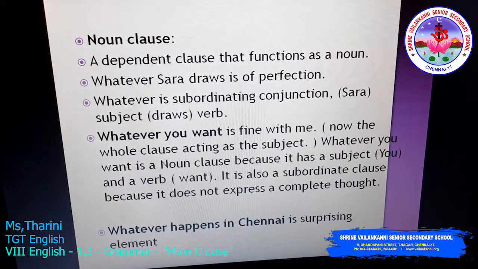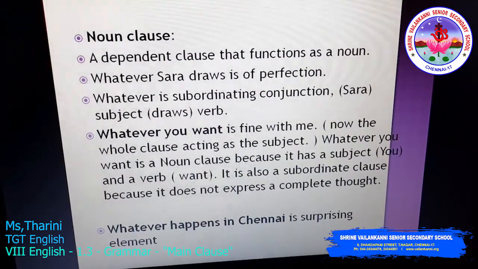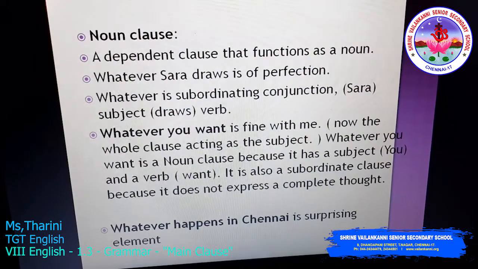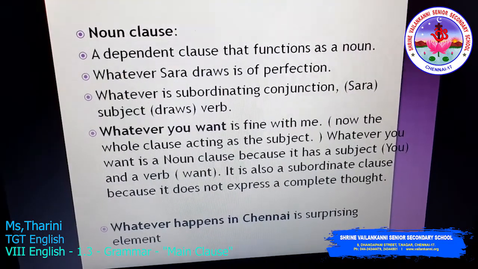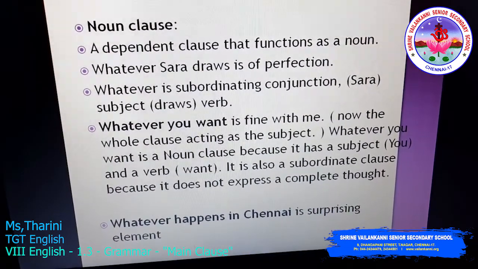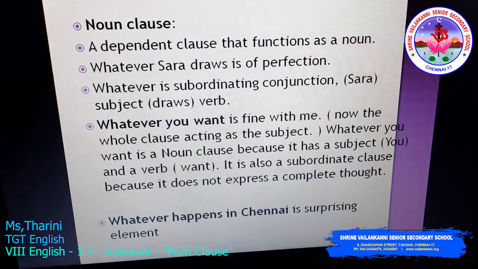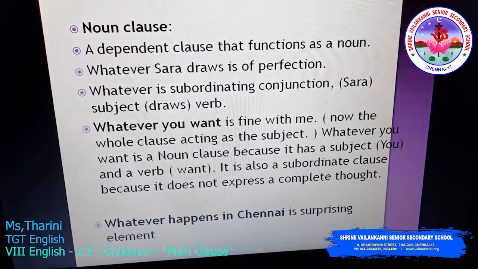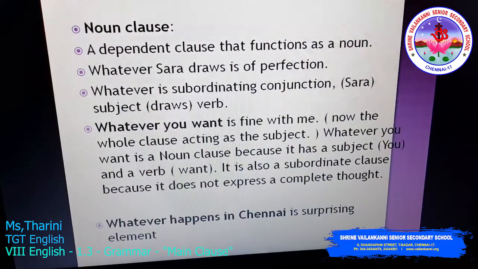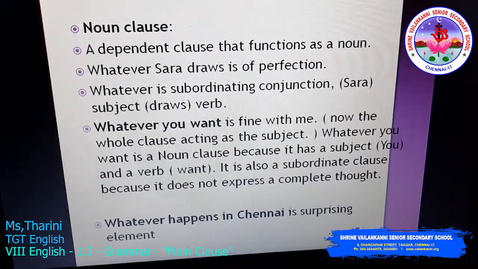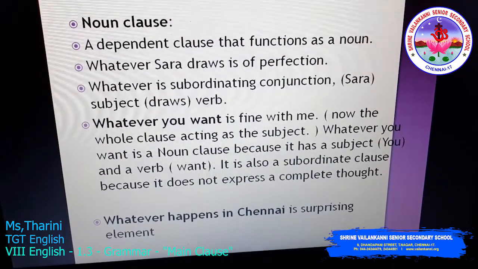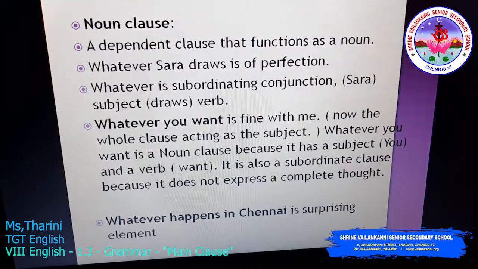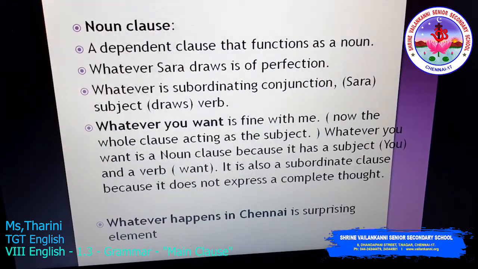Yes. Whatever Sarah draws is of perfection. Now, whatever is subordinating conjunction. You know that. Sarah is the subject. Draws is the verb. Whatever you want is fine with me. Now, the whole clause is acting as the subject. Whatever you want is a noun clause because it has a subject, you, and a verb, want. It is also a subordinate clause because it does not express a complete thought. Whatever happens in Chennai is surprising element. Now again, whatever is subordinating conjunction. Happens is verb. Chennai is subject.